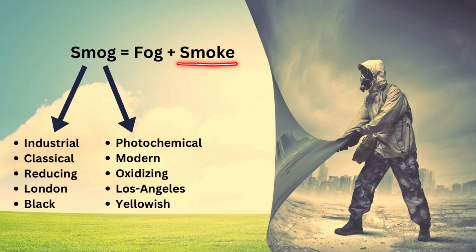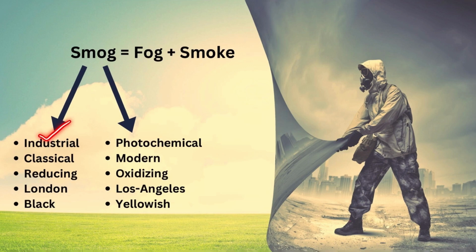So the smoke which is produced due to air pollution and the natural phenomenon of fog, both combine together to form smog. Actually there are two types of smog. Number one type is called industrial. It is also called classical, reducing, London or black smog, whereas the other type is called photochemical, modern, oxidizing, Los Angeles or yellowish smog. So these are basically the two types of smog.